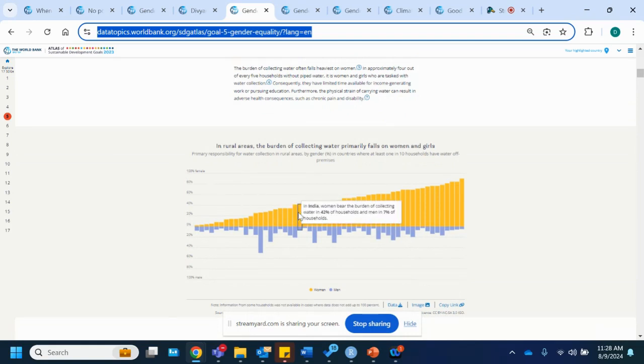But as you can see, again, the yellow part is women and the blue part is men. And in India, women were responsible for this in 42% of the households, whereas men were responsible in 7%. The remaining data basically means that it was either shared responsibility or this information was not disclosed in this survey. And so these are pretty staggering numbers.